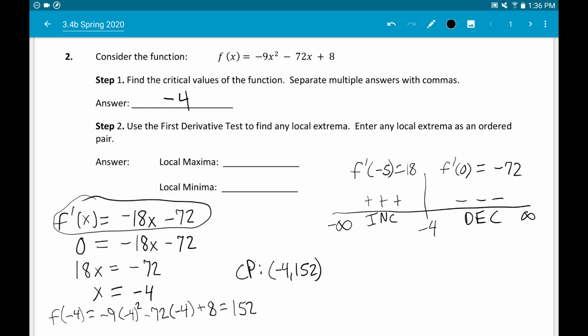Alright, so see what's happening again. This is just like the last one actually. So we've got an increasing interval and then a decreasing interval. So we've got a local max at negative 4. So your local max is negative 4, comma 152. And again, there's no shape like that, so we have no local min.